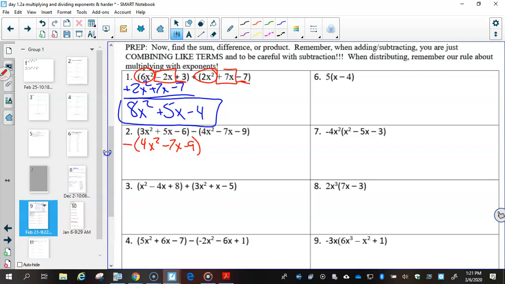So 3x squared minus 4x squared is negative 1x squared. 5x minus negative 7x. 12x because they become a plus. What is the last number in parentheses? Negative 9. Negative 6 minus negative 9. Positive 3. We can't combine any of these, so we are done.